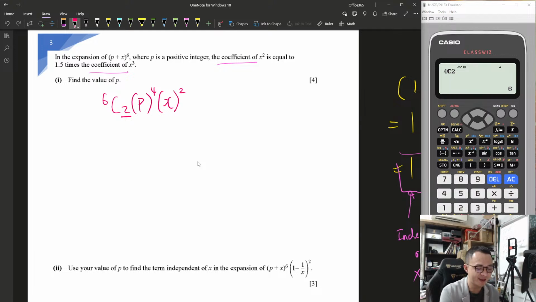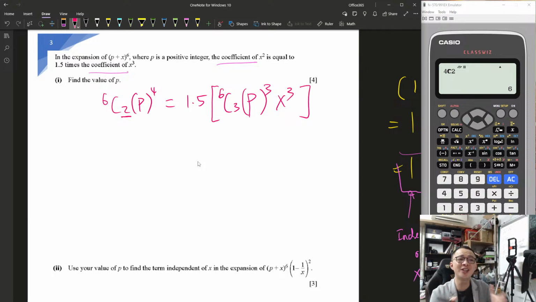Do you see? This one is the coefficient of x power of 2. So normally, I don't write the x squared. Okay? It's equal to 1.5 times the coefficient of x power of 3. Then it's just 6c3, and then p power of 6 minus 3, 3. And then here you should have x power of 3.